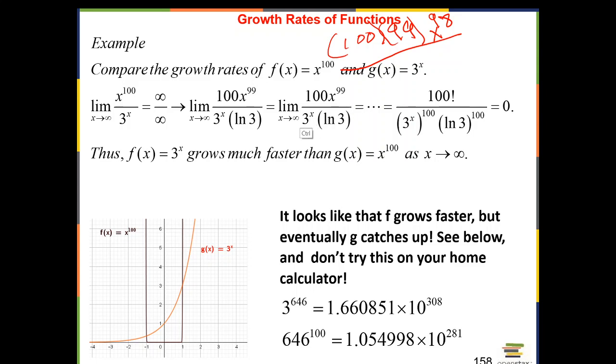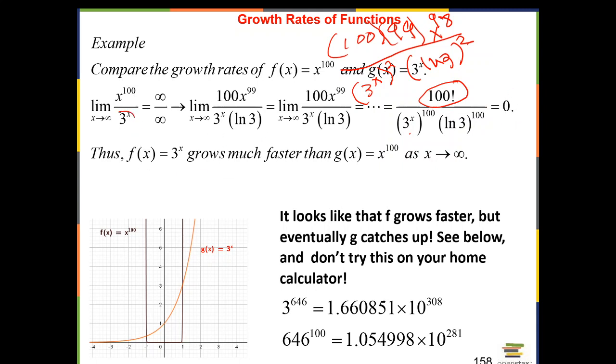And then we're going to have another 3^x. It would be 3^x, and ln 3 to the second power, and so forth. If we keep doing that, eventually what you get is 100 times 99 times 98 times 97, all the way to 1. So that's actually 100 factorial. And you get 3^x times (ln 3)^100. Now we see the limit is 0.